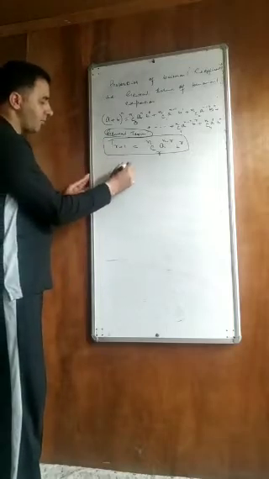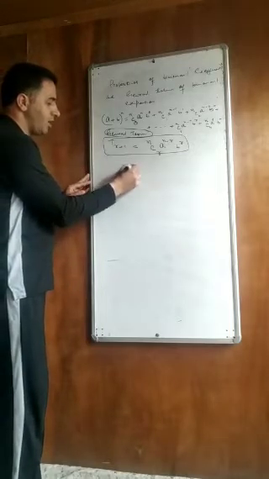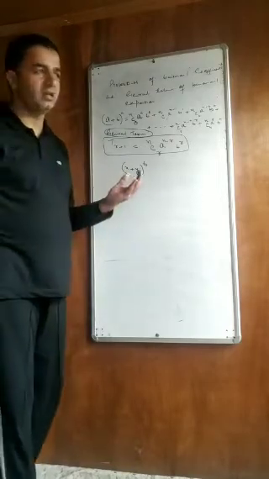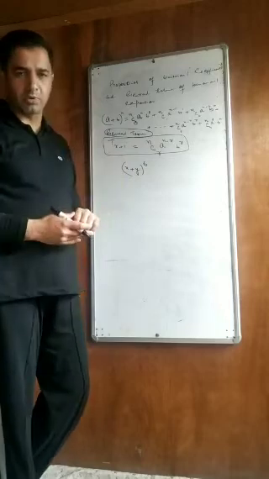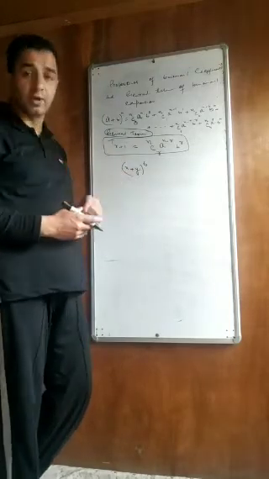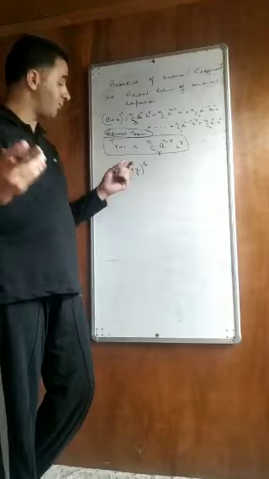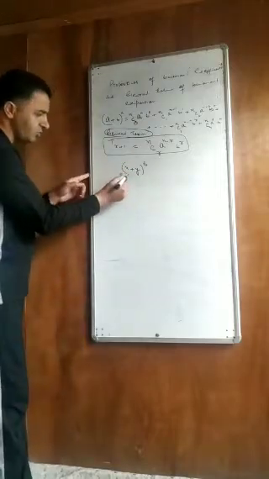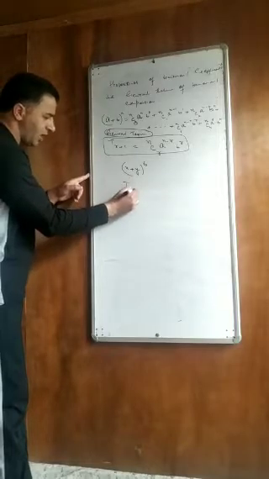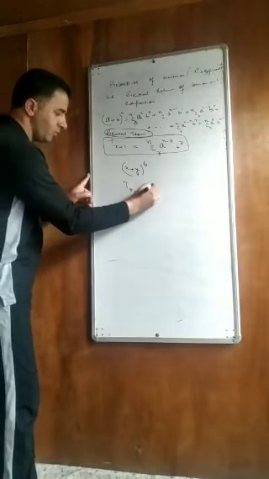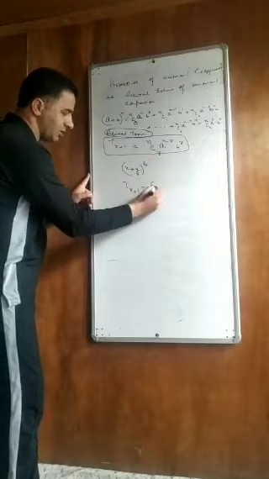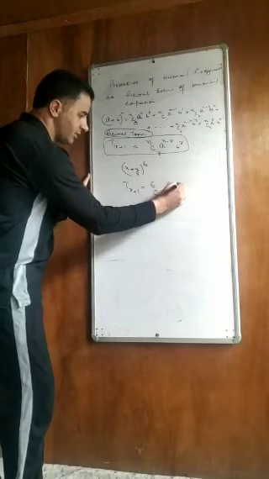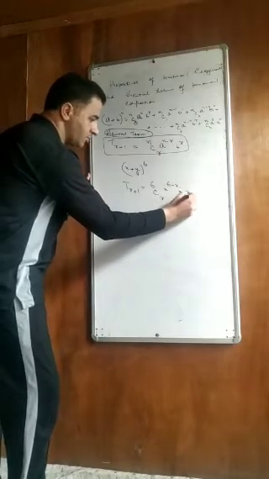For example, if you have a binomial (x plus y) raised to power 6, and I am asking you to find the fourth term of this binomial expansion. What is the fourth term in the binomial expansion of (x plus y) raised to power 6? So simply we can write the general term will be T(r+1) is equal to 6Cr, n's value is 6, x raised to power 6 minus r into y raised to power r.